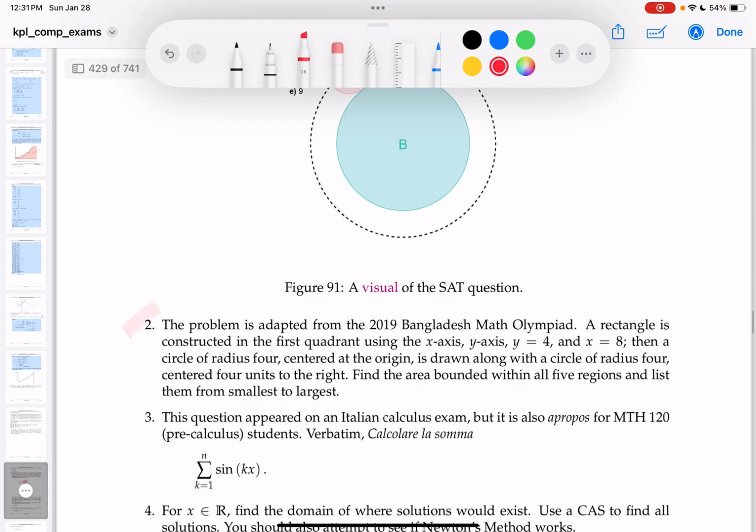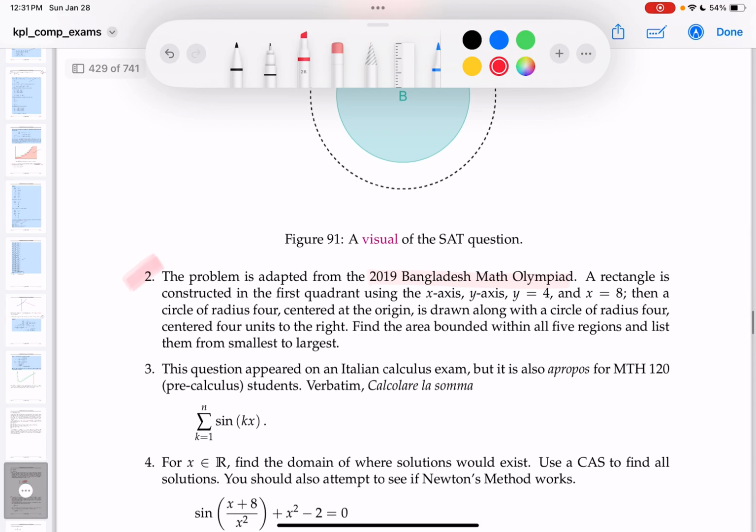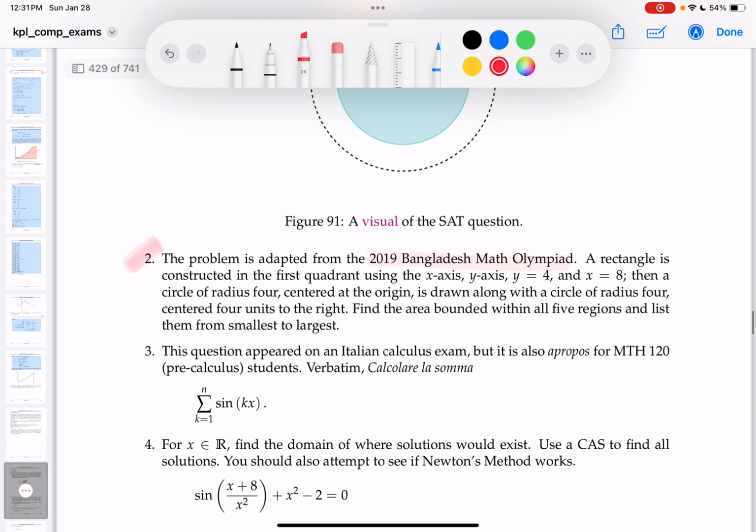Number two, I believe this comes from, I'm believing other people, by the way, when they tell me this is a 2019 Bangladesh Math Olympiad. I don't know if that's true, by the way. People can say whatever they want on the internet. I'm just going to say, yeah, maybe it is, maybe it's not. Doesn't seem like a particularly difficult question, but you know what? I went through the work, and we'll get to that, all right?